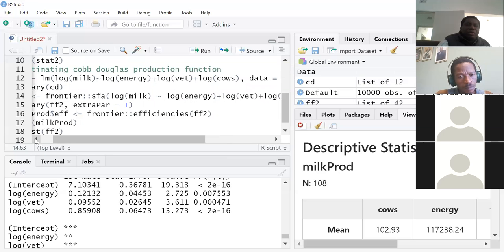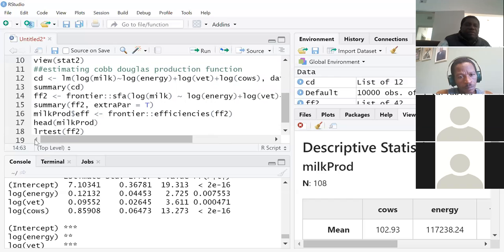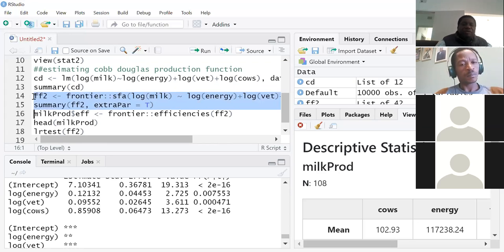So we will run it. Then we have summary FF2. But here I say extra parameter. I will explain all those things to us when the result comes out. So let's run it up to summary before we derive the efficiencies.